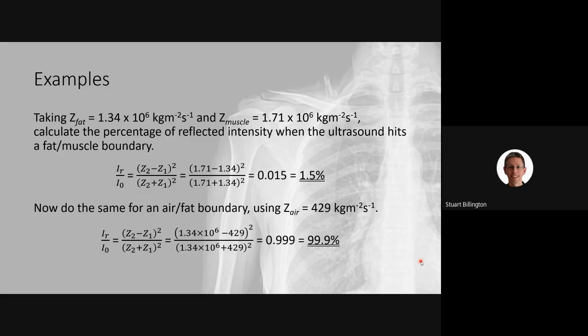Anyone had an ultrasound scan? Do we place something over the skin which lowers that? Which lowers, yeah, we do. Reflection.